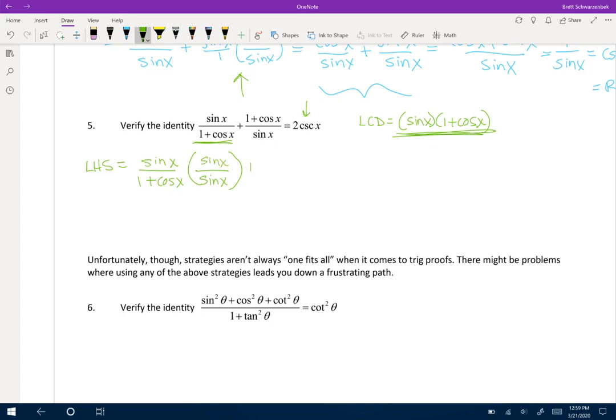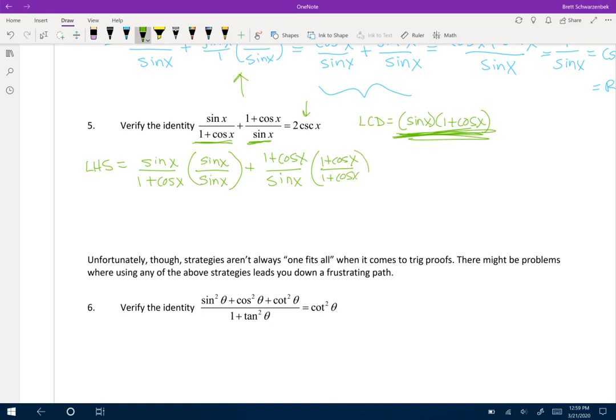Then we go to our next value, 1 plus cosine x over sine x. What do we need to multiply by this time in order to get from sine x to this? We need to multiply by 1 plus cosine over 1 plus cosine.